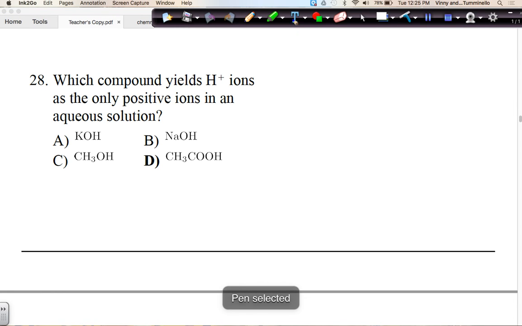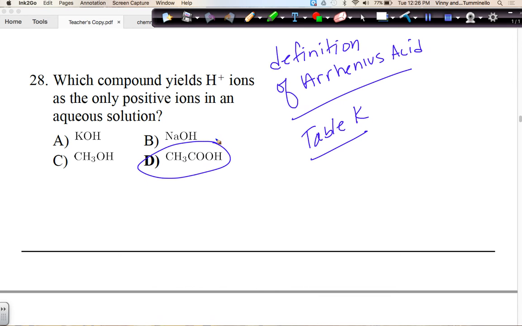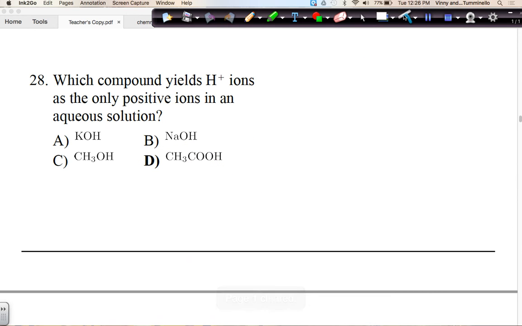Which compound yields H plus as the only positive ions in aqueous solution? This question is giving us the definition of an Arrhenius acid. And so we can look at table K because some of our acids are there. Acetic acid is directly on table K, but we also know that the ending COOH is an Arrhenius acid. Or if we had H in front of either a nonmetal or a negative ion from table E, H in front or COOH at the end makes an Arrhenius acid formula.